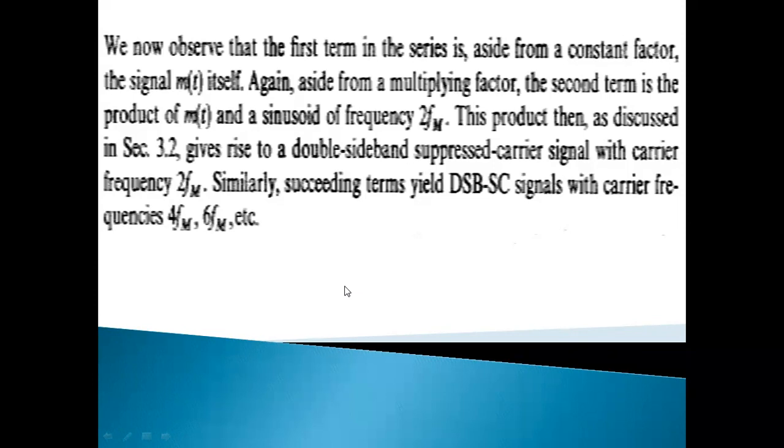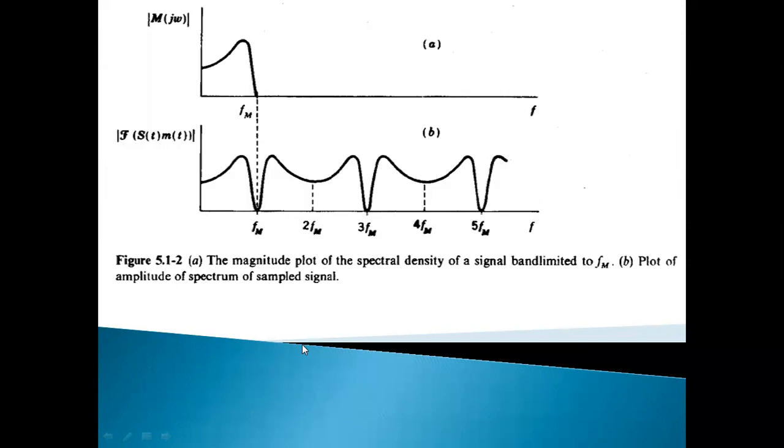Similarly, succeeding terms yield DSBSC signals with carrier frequencies 4fm, 6fm, 8fm, and so on. So 2fm is the fundamental, then 4fm, 6fm, like this. These are the spectral components.